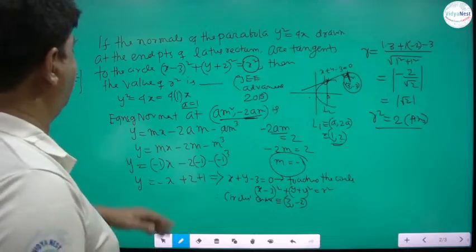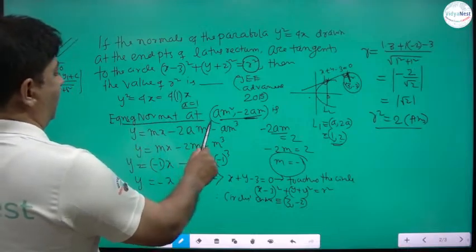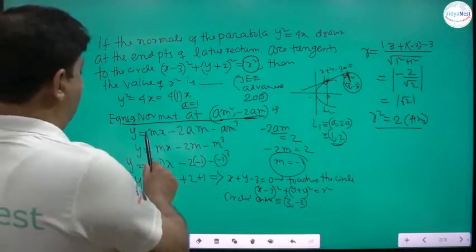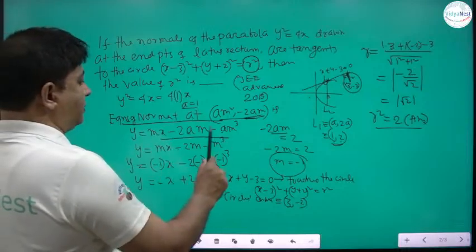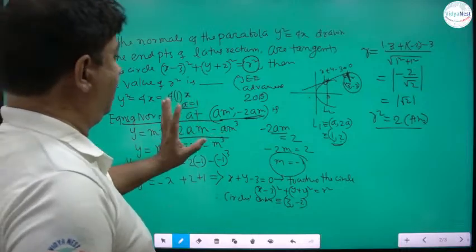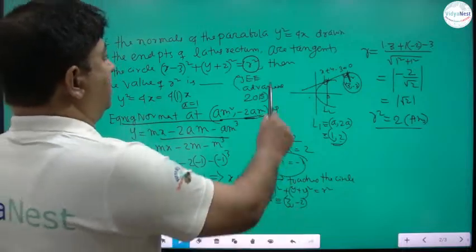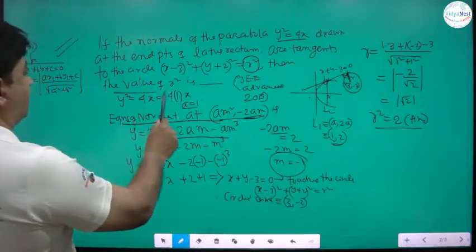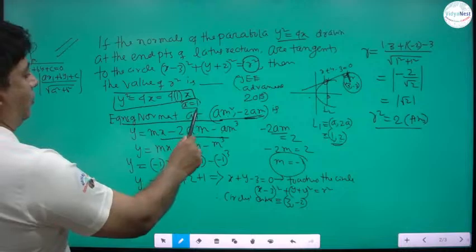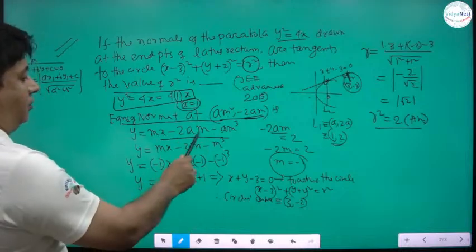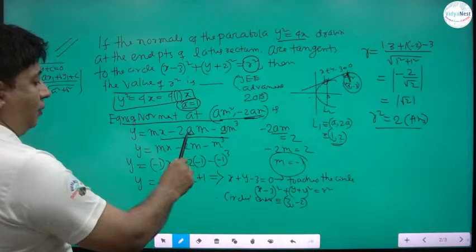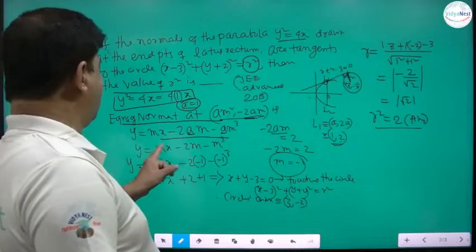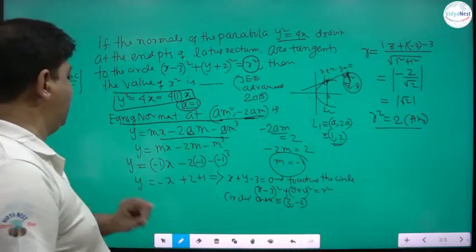I repeat that the equation of the normal at (m1 square, minus 2m). Today we are taught y is equal to mx minus this, where a in this parabola, what is a? Y square is equal to 4x. So a we got 1. So we can place 1 in lieu of a. Okay. So y is equal to mx minus 2m minus m cube.